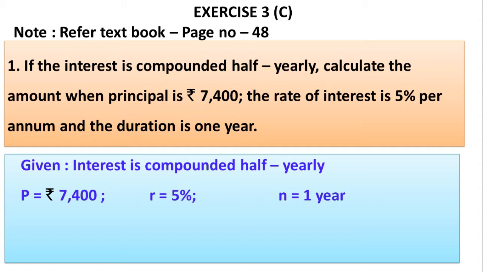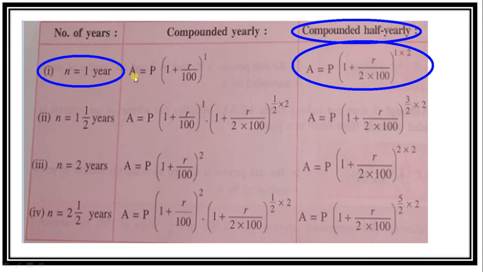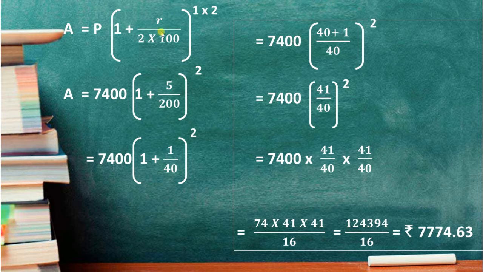Refer to this table. See here, N is 1 year, compound interest is compounded half yearly. Hence, the formula that we need to use is amount is equal to P into (1 plus R by 2 into 100) whole to the power 1 into 2. Let us move on to the solution and substitute the values of P and R. Here you can note down P is 7,400, R is 5%.